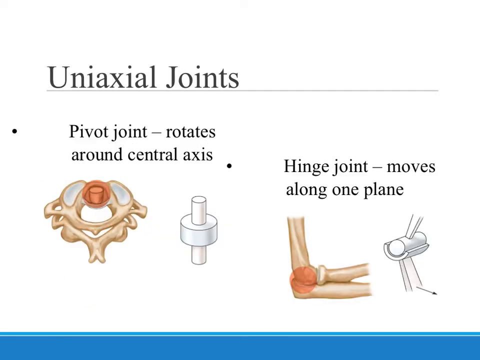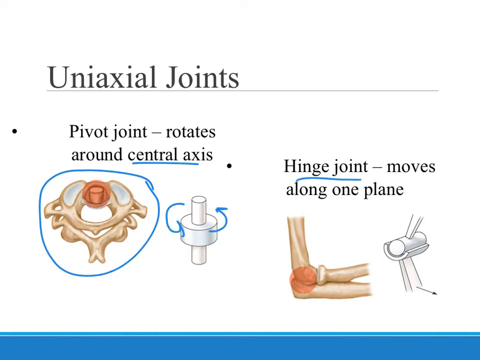So to give you some specific examples of our uniaxial joints, the pivot joint is rotating around a central axis, and this is an example of the very top of your vertebral column where the vertebrae connect to the head. The top vertebra is set up with your head on a pivot joint, and you can turn your head to the right and turn it to the left, and then the whole column can bend forward to look at your toes, but the joint really is just moving around in a circle around this axis.